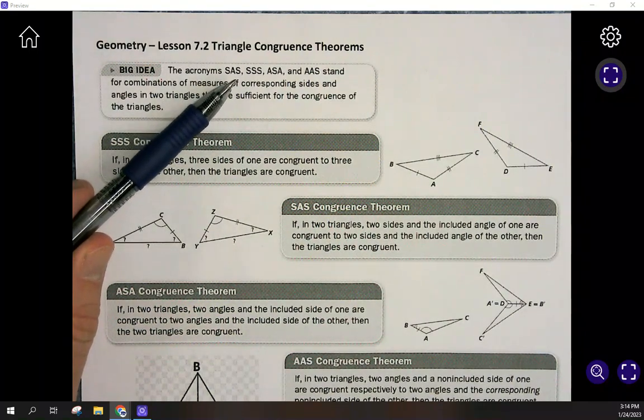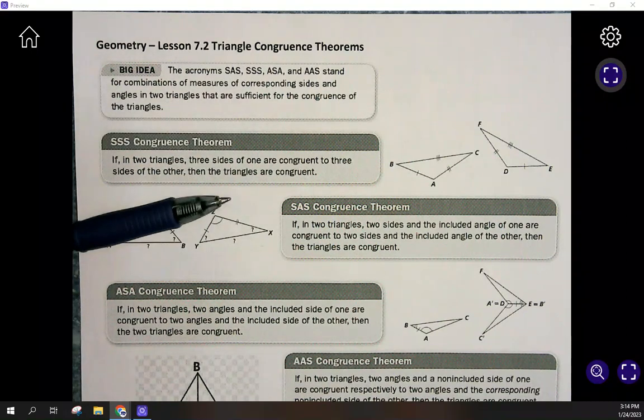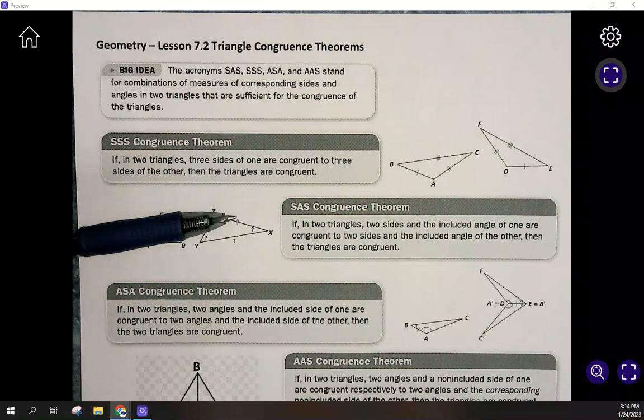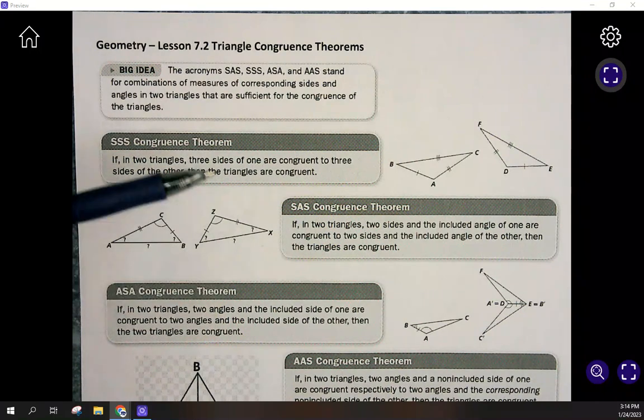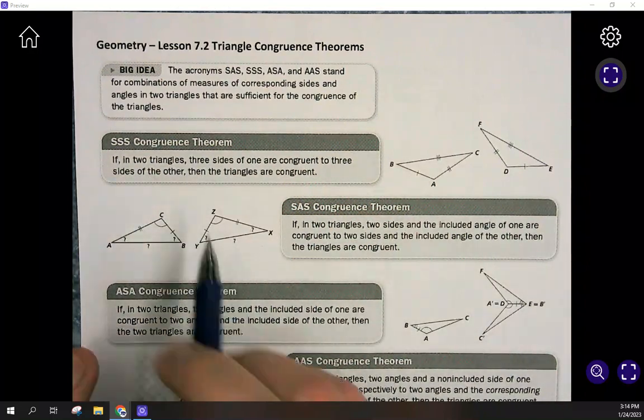And then we're actually going to spend a lot of time writing a proof and proving that two triangles are congruent to each other. And we have to use these theorems to do so. Okay, so just to quickly go over these, we already basically covered this in 7.1.